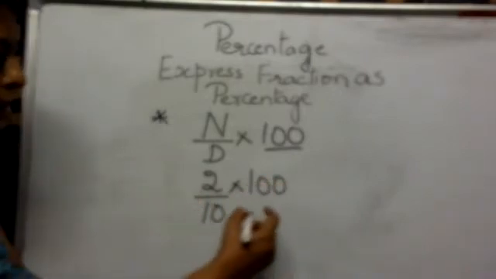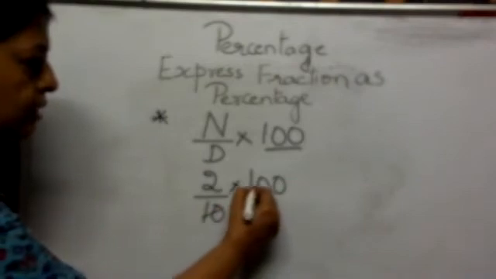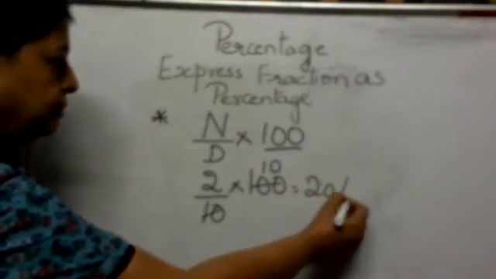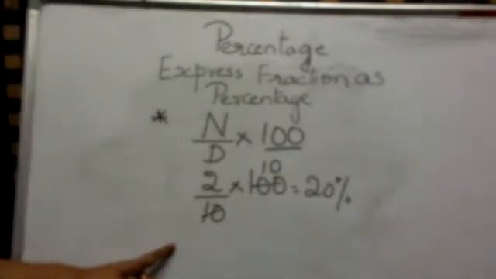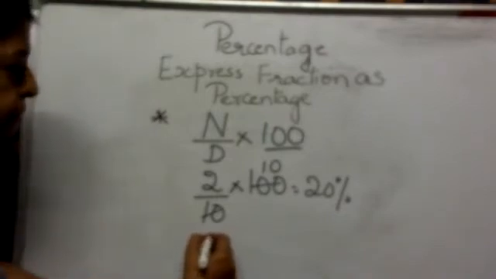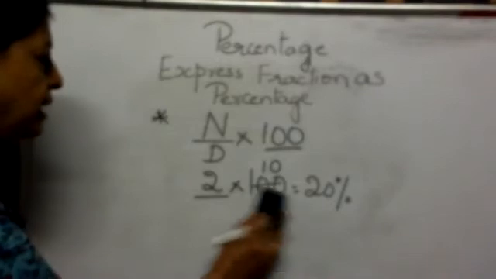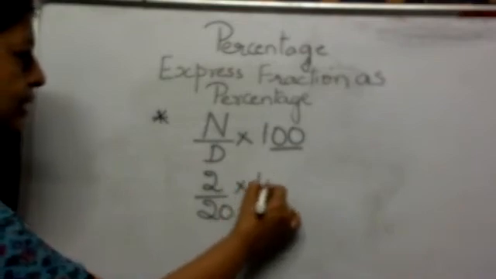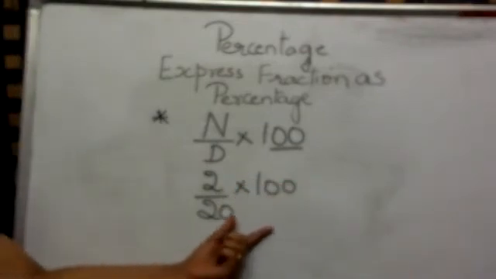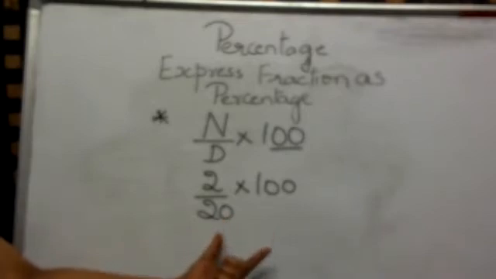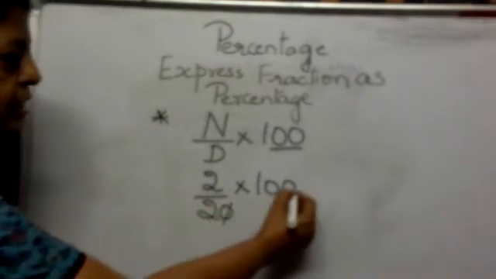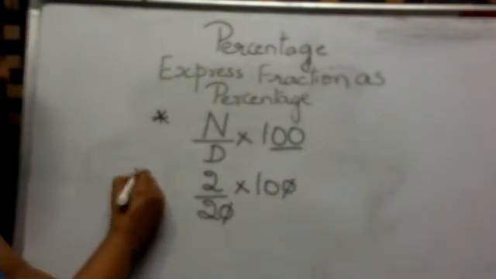2 by 20, into 100. When the denominator is 20, always remember, why are we taking 100? Because we want to find out the percentage. One easy, simple method is, whenever there is a 0, you can cut this 0 and that 0. Then 10 divided by 2. 2 fives are 10.